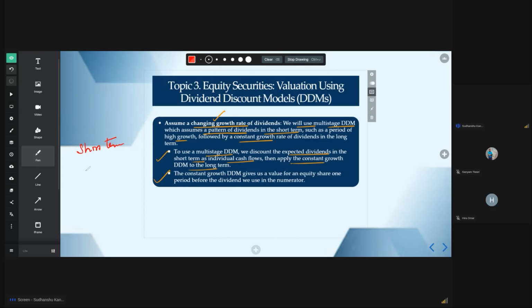Then we will say that after the short term there is a constant growth, right? And then we will say that the final value is... So what we will do is, this third approach is a mixture of the previous two approaches. You can understand this third approach if you see the question and solve it. We have to actually solve the question to understand it, which we'll do tomorrow. But that is very important to understand.